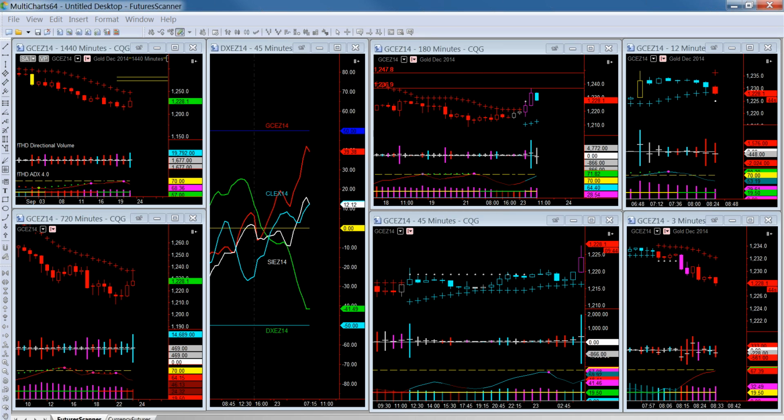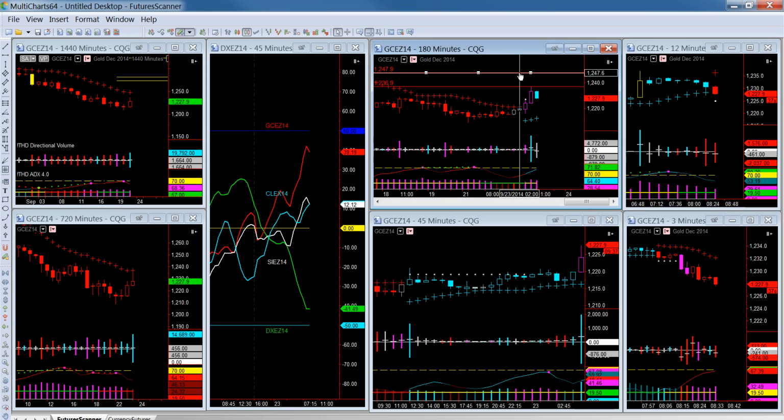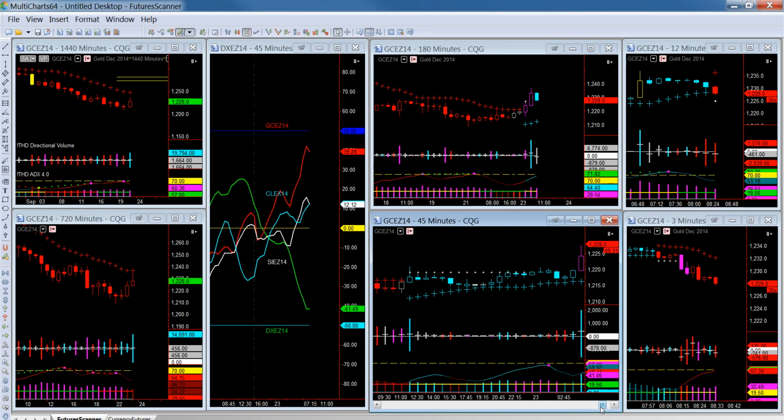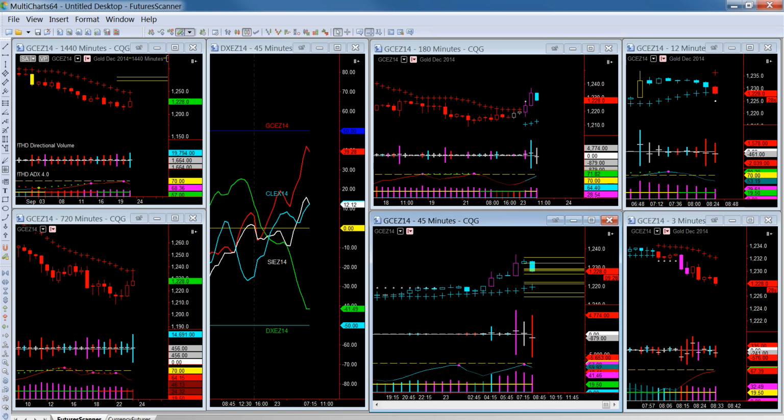So, let's see what else we got today, guys. Now, I've only plotted the ATRs on gold because I actually wanted to show you how simplistic this can be. But now we're going to go and look at crude.